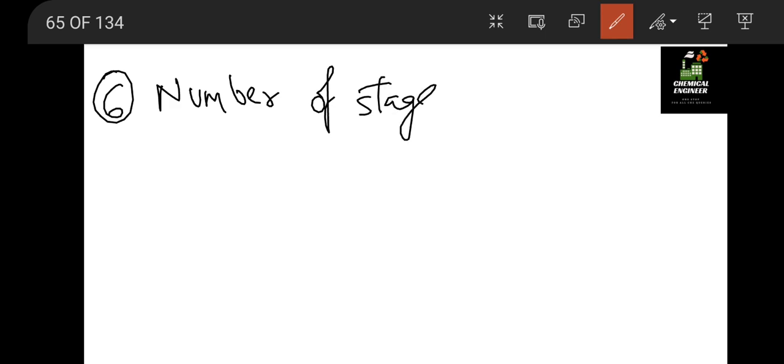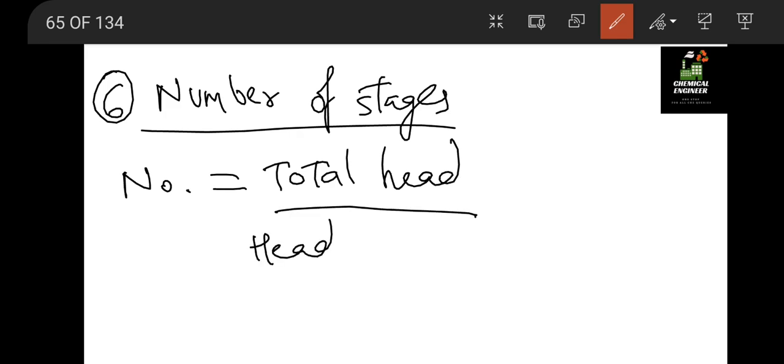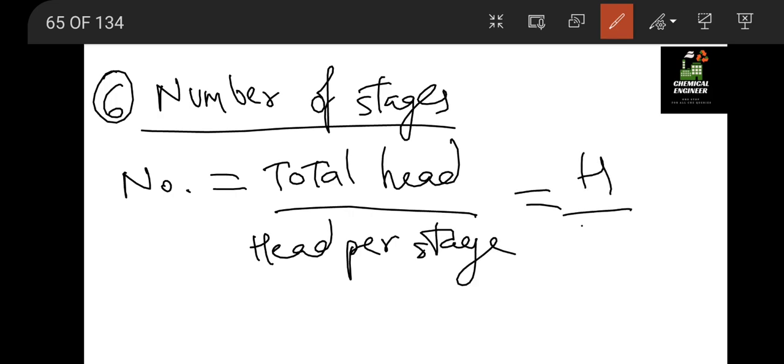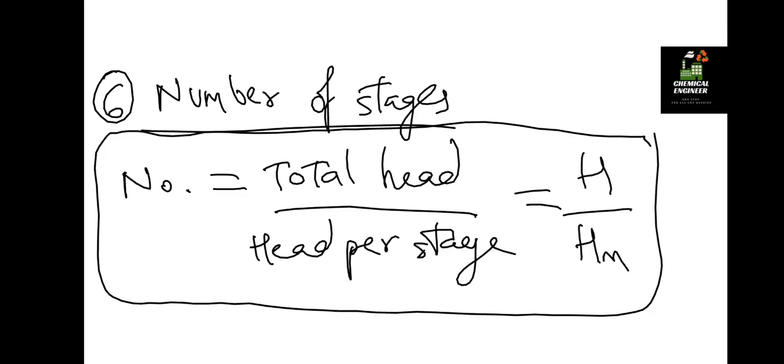Alright. For pump we have sixth equation known as number of stages. So this is for pump as well as for compressor. So number of stages equal to total head divided by head per stage required. So this is capital H divided by HM. Alright, so I think we are done with whatever is required for the pump, because no more formula is there for derivation of pump. Okay.